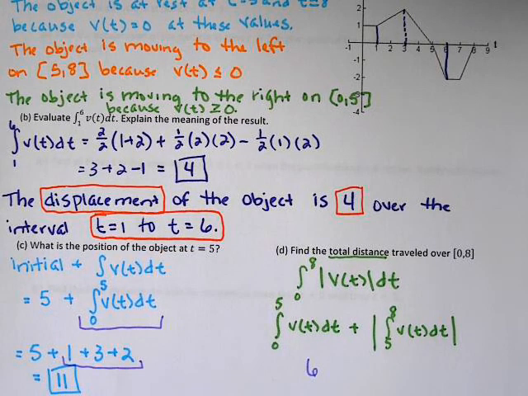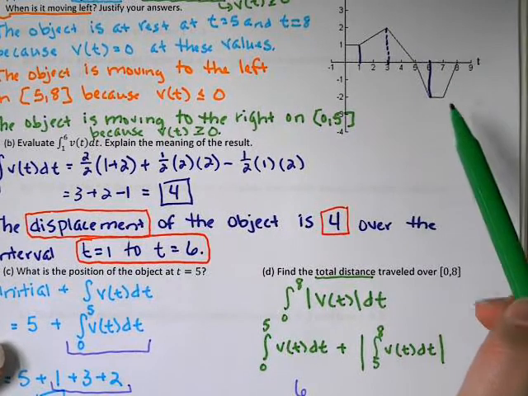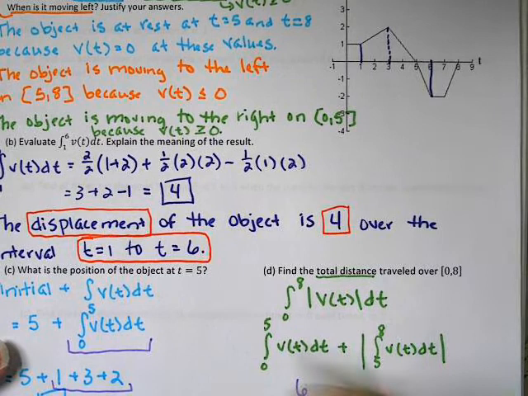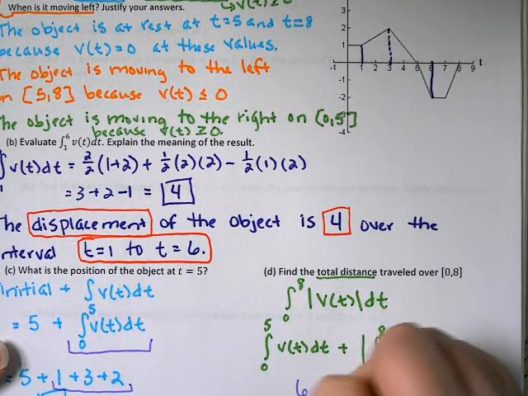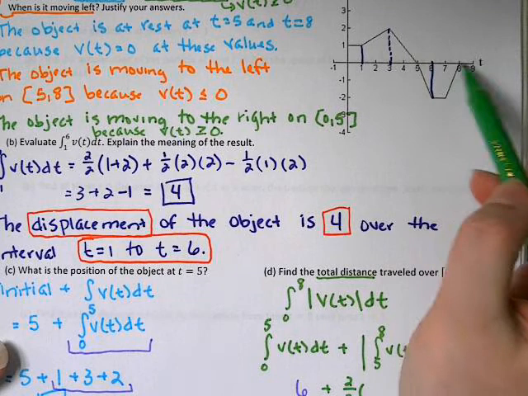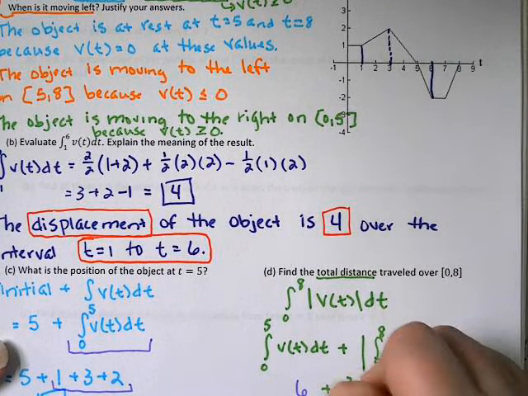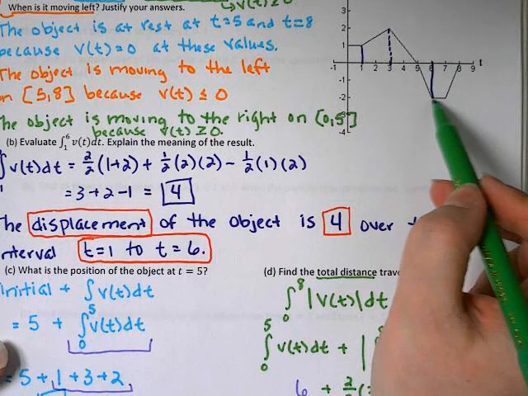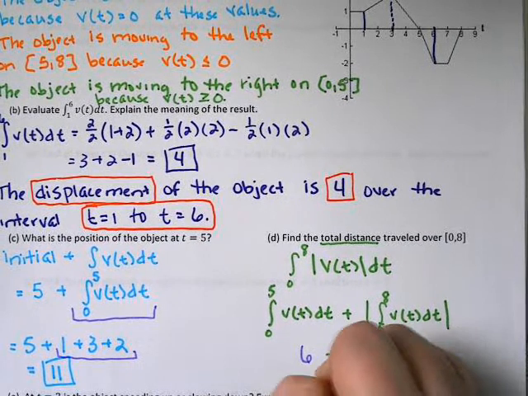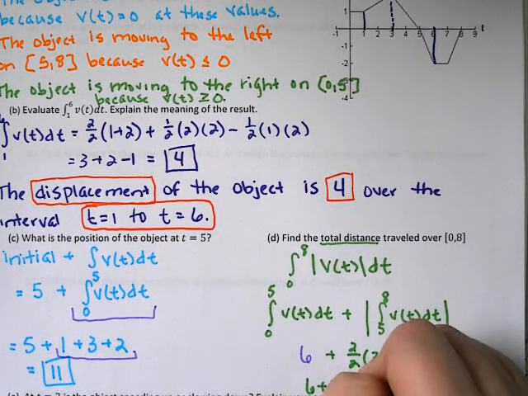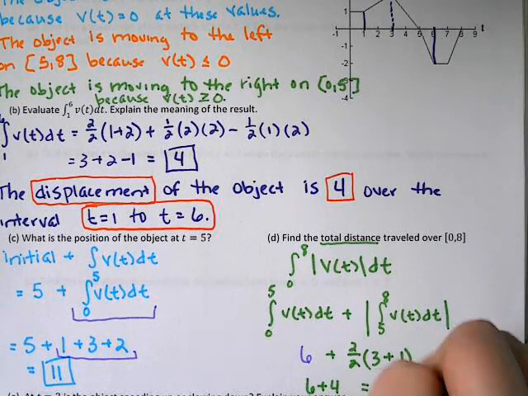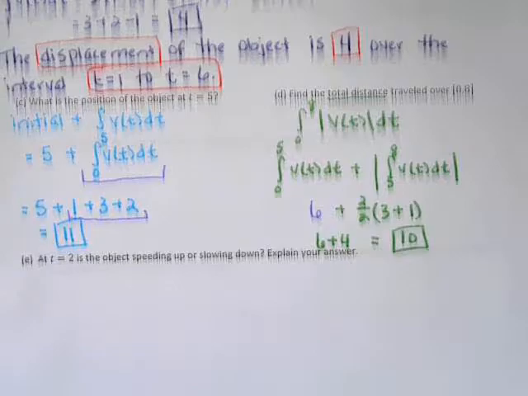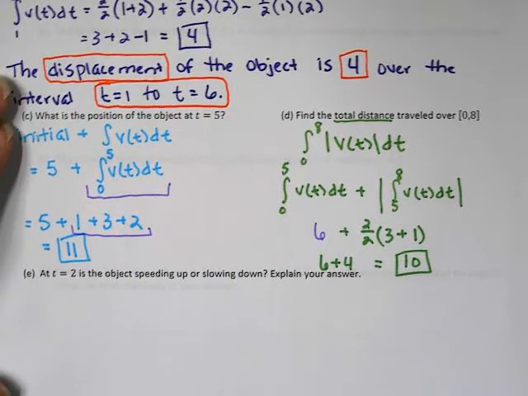And then we need the absolute value of the integral from 5 to 8. From 5 to 8, we can see that that's a trapezoid. The height of the trapezoid is 2, and then base 1, going along the x-axis from 5 to 8, is 3, plus this base would be 1. And so we have 6 plus 4, which means that our total distance traveled is going to be 10. Now, if we had units, we would need to include the units in all of these, but they didn't give us any.